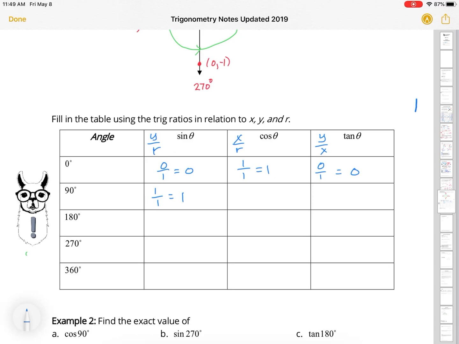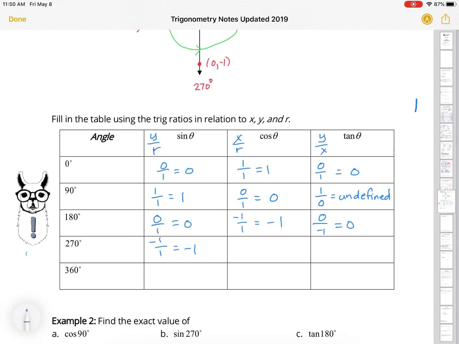For 90 degrees, I get 1 over 1, because y is 1, as well as r. r is always going to be 1, which is equal to 1. For cos, I get 0 over 1, which is equal to 0. And for tan, I get 1 over 0, which is undefined. For 180, for sine, I get 0 over 1, which is equal to 0. For cos, I get negative 1 over 1, which is negative 1. And for tan, I get 0 over negative 1, which is equal to 0.